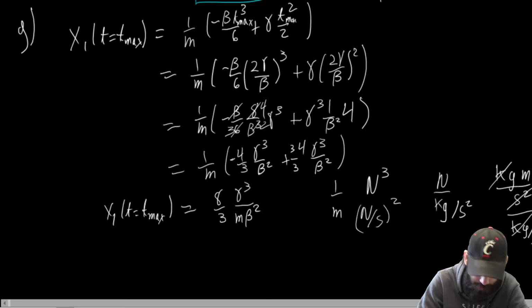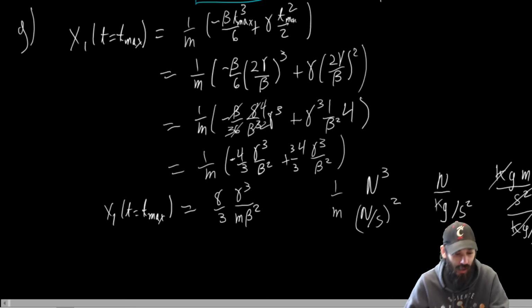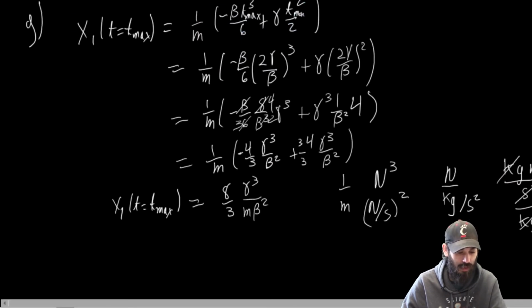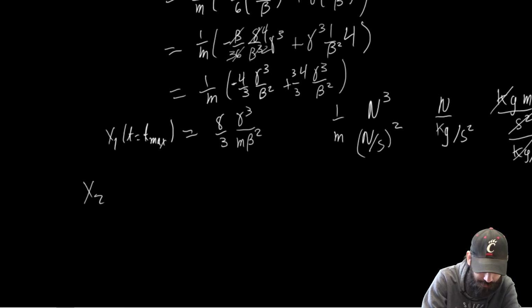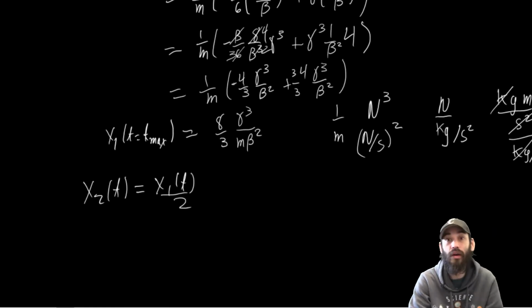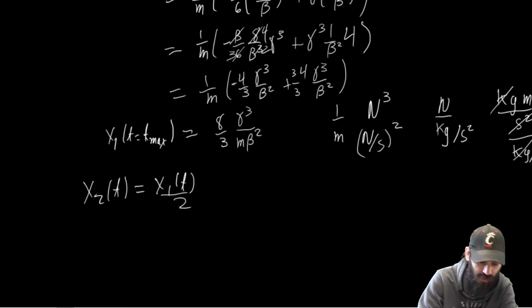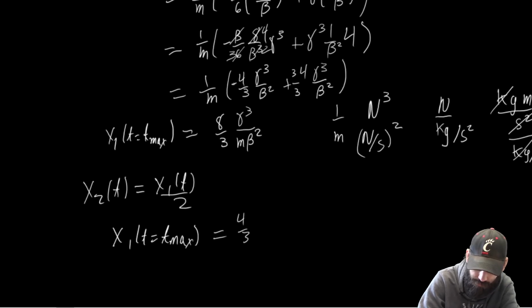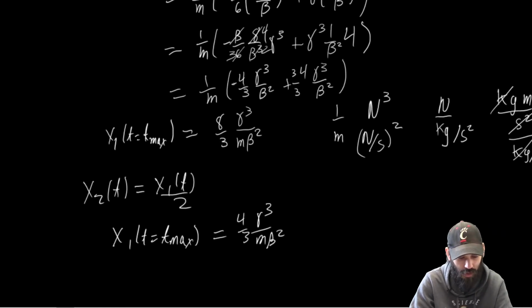Now, we could repeat this entire calculation for x2, but again, we note that the real difference between x2 and x1 is just this factor of 2. And so what this says is that x2 of t is going to be equal to x1 of t divided by 2. And so when I evaluate this, really, I'm just going to find that it's going to be half the distance. x1 of t is equal to t max. So it's going to be half the distance. This is going to be 4 thirds gamma cubed over m beta squared. Okay? So those are our distances.